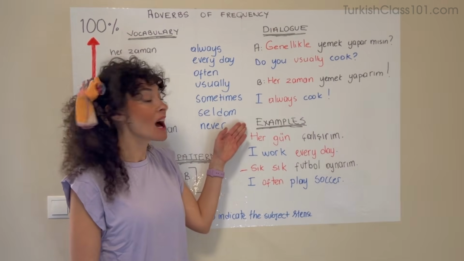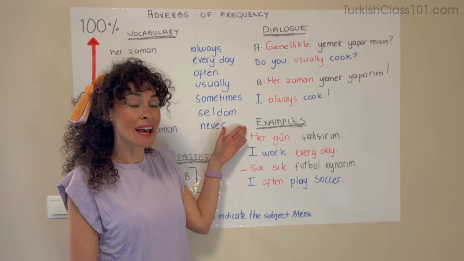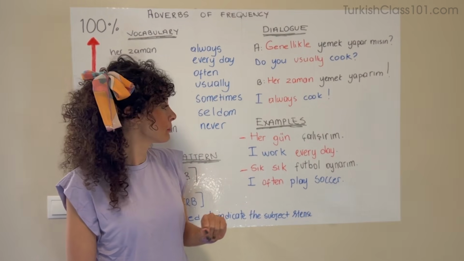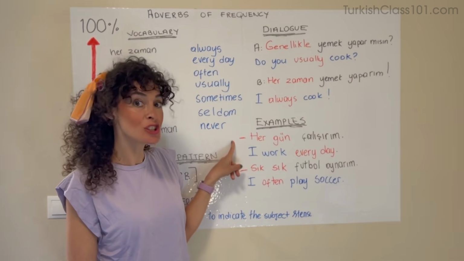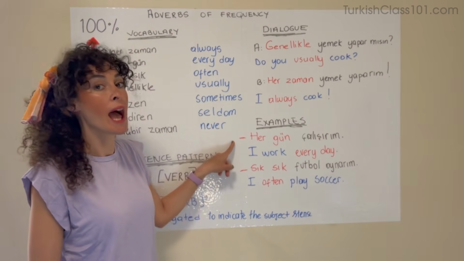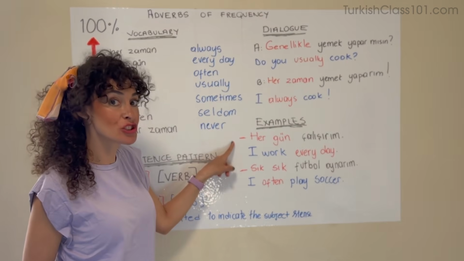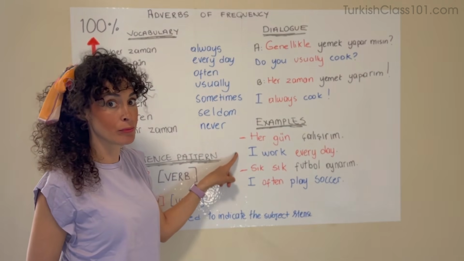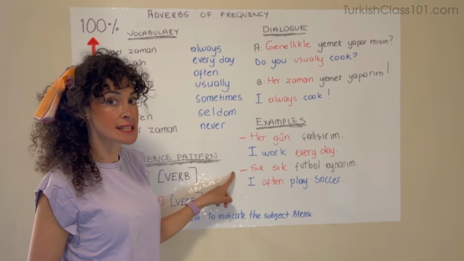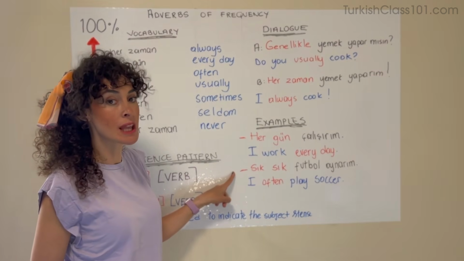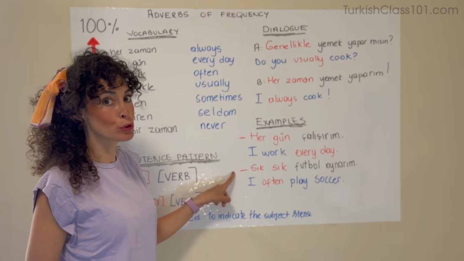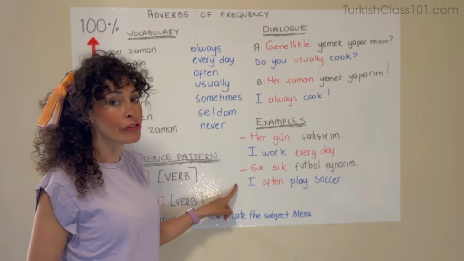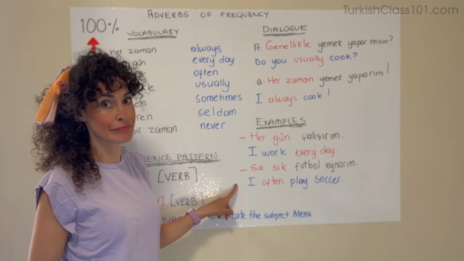Let's look at the other examples and again try to find the adverbs of frequency. Her gün çalışırım. I work every day. Sık sık futbol oynarım. I often play soccer.